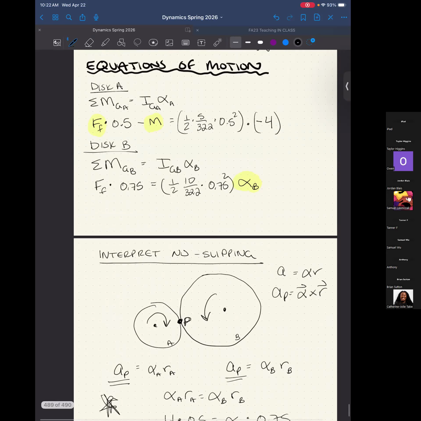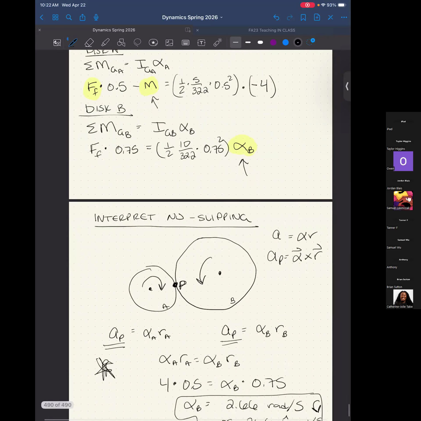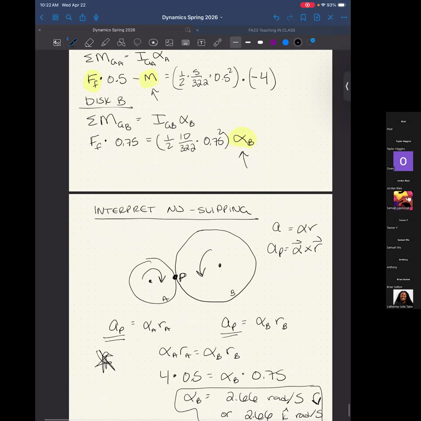Okay, that lets me solve for the force of friction up in our disk B equation. Force of friction lets me solve for my moment in equation 1. So at this point, it's just 3 equations, 3 unknowns, solve the system.